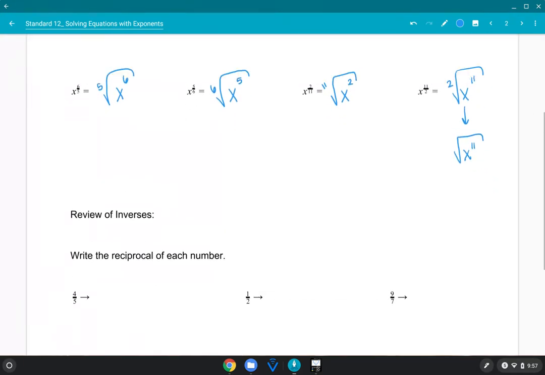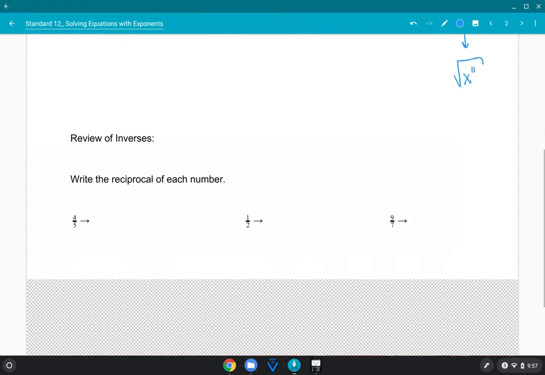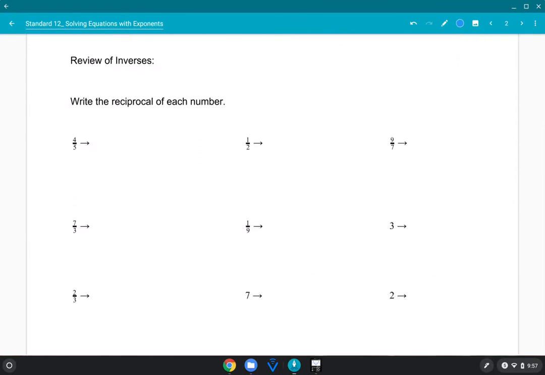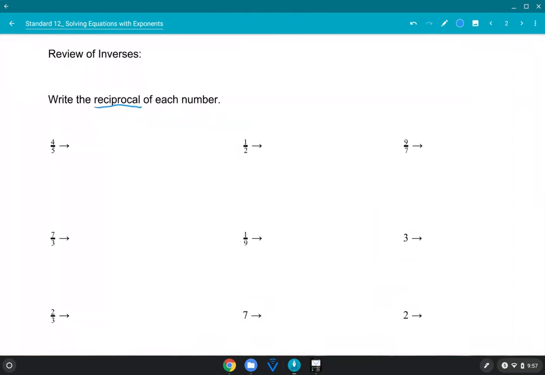All right, so that's the big idea for this learning target. The next thing that we're going to do, you guys are going to have to remember about reciprocals. A reciprocal is when you flip a fraction. Super basic. So the reciprocal of 4/5 is 5/4. You just flip it. Flip it. But that there, you guys, turns into a 2. Flip it. Flip it.